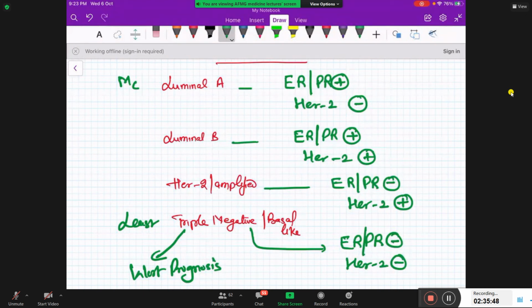And these are the things we need to know about carcinoma breast. Any question now? Any doubt, anything you have, don't keep it in your mind, please ask.